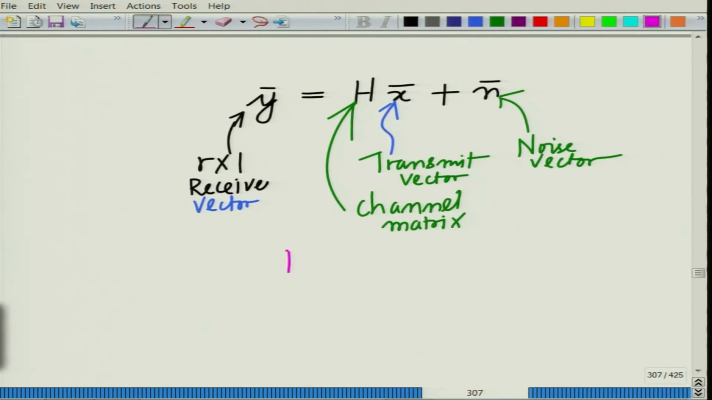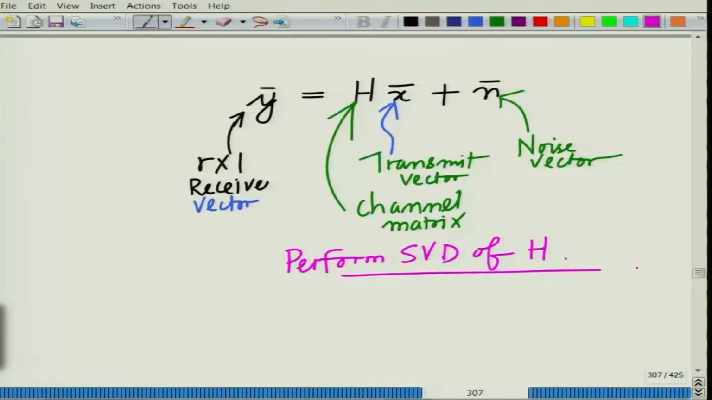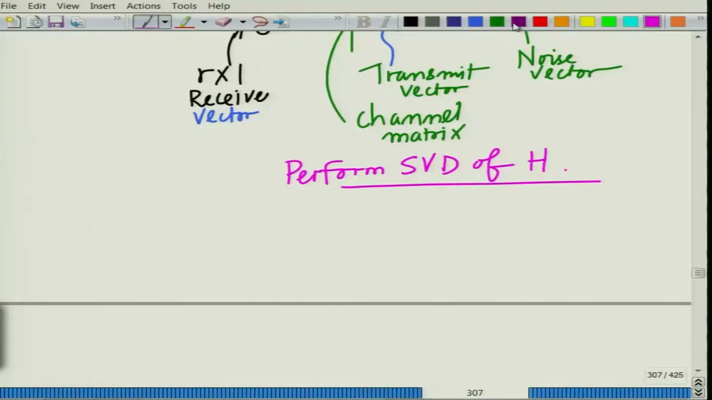In this journey of obtaining a decoupled system, we start by performing the channel SVD, singular value decomposition of the channel matrix H, right. And let us again consider a system with R greater than or equal to T, number of receive antennas greater than or equal to number of transmit antennas.